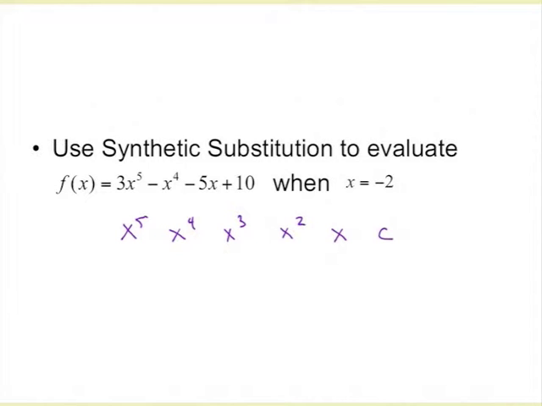Then underneath those, we write their coefficients from the problem. So underneath x to the 5th goes a 3. Underneath x to the 4th goes a -1. There are no x cubed, so we put a 0 there. No x squared, so we put a 0 there. -5 x's and 10 constant. The zeros do make a difference, so we can't skip over them just because those terms were missing in the problem.